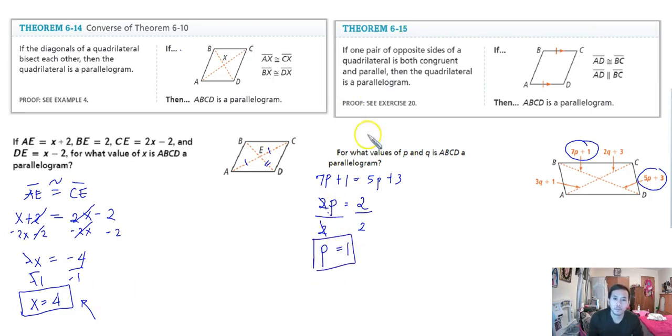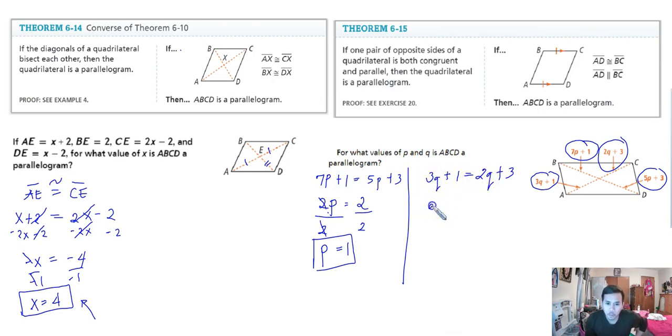Okay. Another one is I'm going to get 3Q plus 1 is equal now to 2Q plus 3. So we have 2Q plus 3. So 3Q minus 2Q, that's just Q, is equal to 3 minus 1. It's 2. So Q is 2. Therefore, quadrilateral ABCD is a parallelogram if P is equal to 1 and Q is equal to 2.